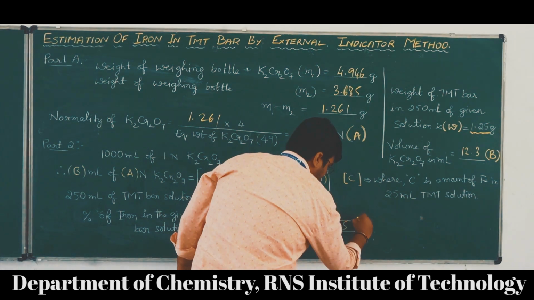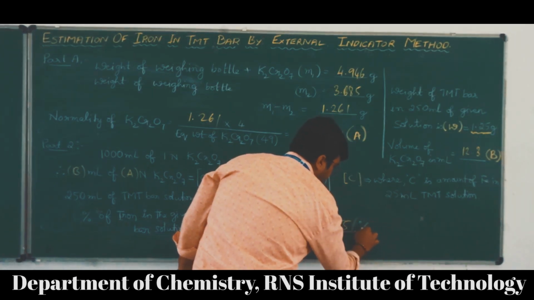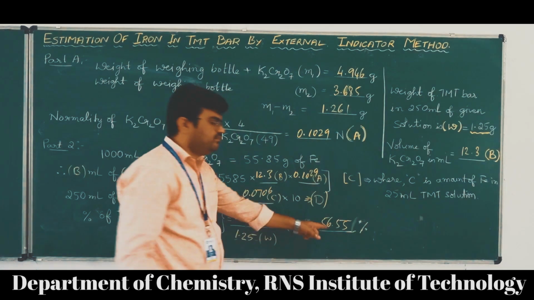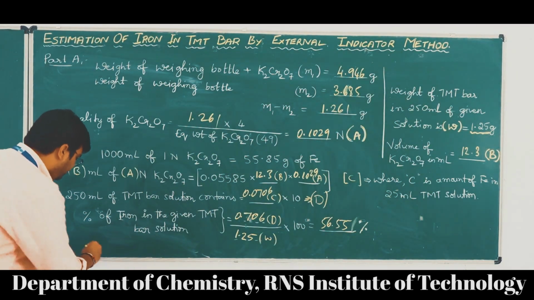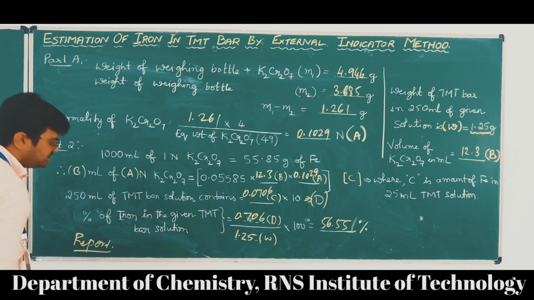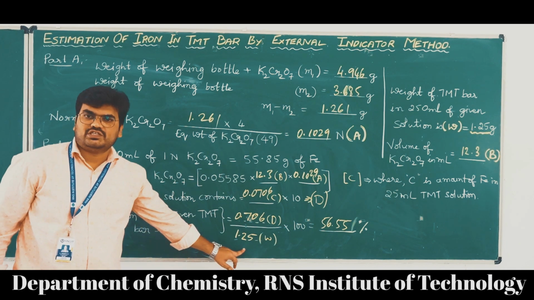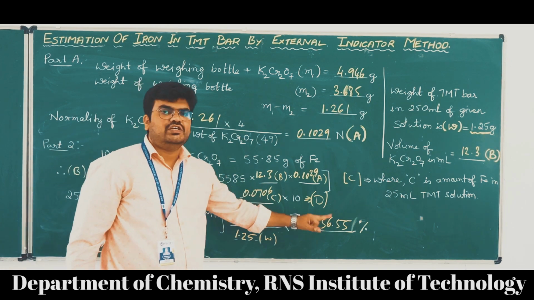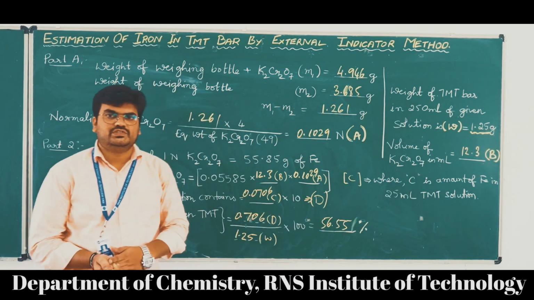So if you do and simplify this, we are going to get 56.55 percentage. Okay, 56.55. So that's why the report is, the percentage of iron present in the given TMT bar solution is 56.55%. So this is the experiment.